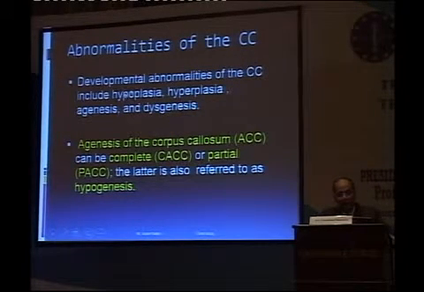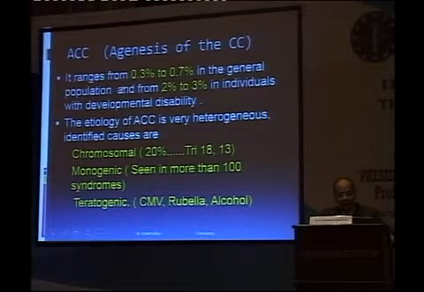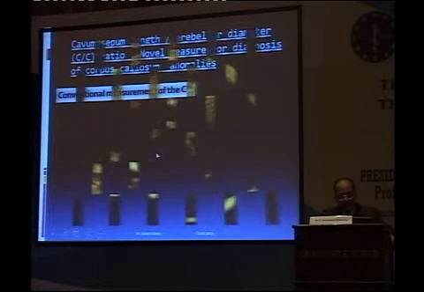Now, abnormalities could be developmental, include hypoplastic corpus callosum, hyperplasia, agenesis, or dysgenesis, and the agenesis could be complete or incomplete. Regarding the incidence, it is 0.3 to 0.7 in general population, and it's much higher in cases of developmental disability, and it could be chromosomal, monogenic, or teratogenic. This is regarding the etiology.